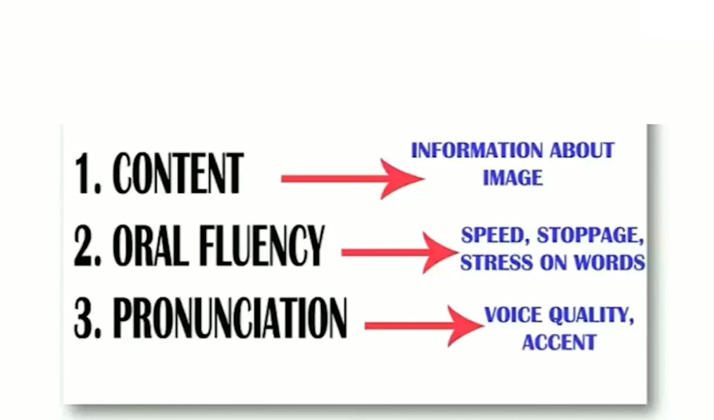Content means information about the image, or information about something which is visible on your screen. Oral fluency means your speed, your stoppage, stress on words. Your speed of speaking should be moderate, so that it can be understood by the computer. Pronunciation means your voice quality and your accent. Each and every word should be clear to the computer.